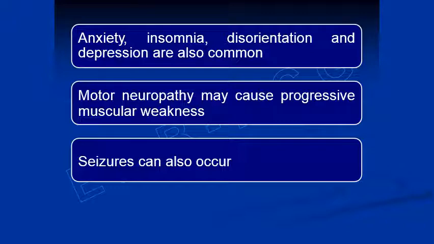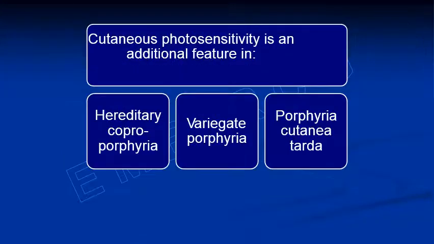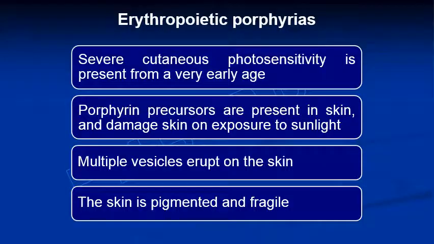In cases of erythropoietic porphyria, we have learned that cutaneous photosensitivity can be a feature. As we have seen that there can be overlapping of symptoms, you may find cutaneous photosensitivity also in hepatic porphyria, especially in hereditary coproporphyria, variegate porphyria, and porphyria cutanea tarda. You may have this skin manifestation as well. Now, the second kind, erythropoietic porphyria. In these cases, mainly they will have severe skin photosensitivity.